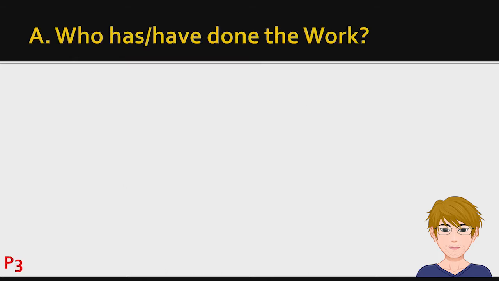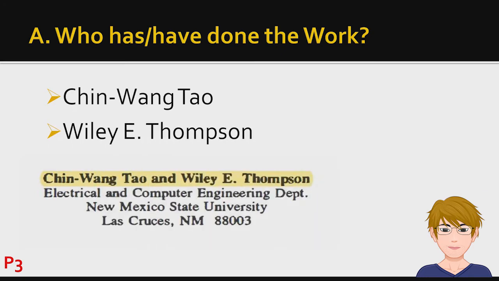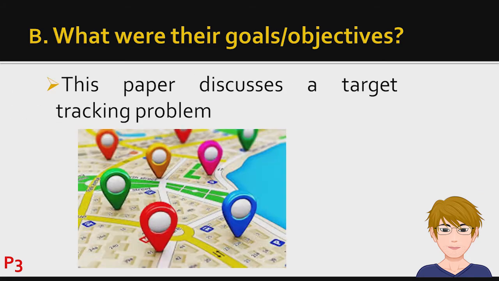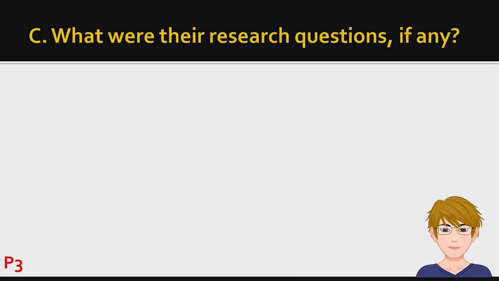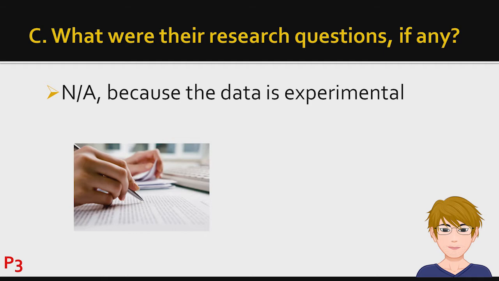Letter A, who have done the work? First is Ching Wang Tao, and second is Willie E. Thompson. Letter B, what were their goals or objectives? This paper discusses a target tracking problem. Letter C, what were their research questions, if any? Not applicable because the data is experimental.